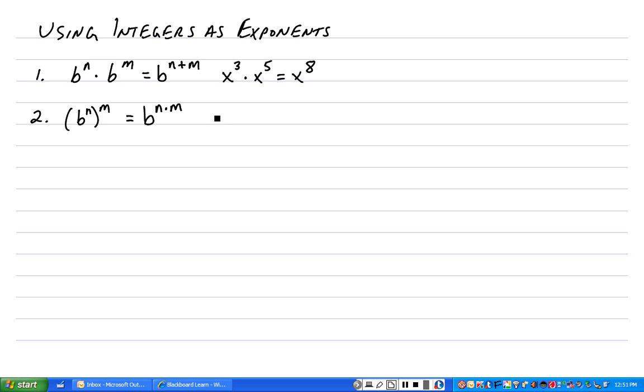So an example, x to the second raised to the, let's say, to the fourth would be x to the 2 times 4, which is once again 8. So in this case, because this exponent is inside of the parentheses being raised to another exponent, then you multiply the exponents.